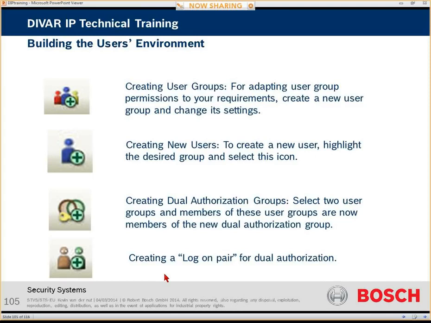And finally, we have two special ones, being dual authorization groups, where we define two user groups, and members of these user groups are then combined into a dual authorization group. Within that, we can create a logon pair. So we can have a user of group 1 and a user of group 2, always requiring to authenticate themselves when logging into the client at the same time. This way, you could say that the team manager and one of his operators always have to log on together to allow access into the operator client.